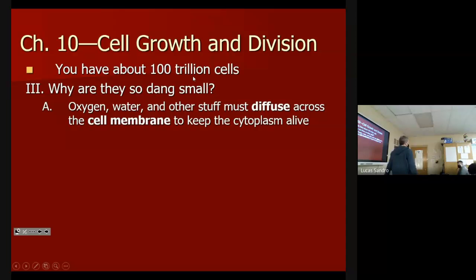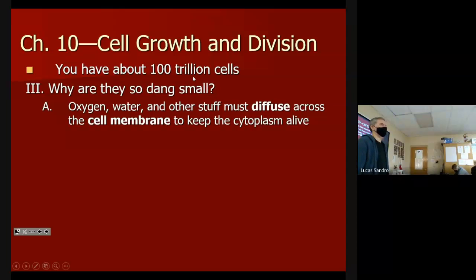And that's important because it turns out the surface area of a cell, you told me my surface area as a person is skin. Well, the surface area of a cell is its cell membrane, right? And that cell membrane is critical to get stuff in and out of a cell that it needs to survive. Oxygen, water, carbon dioxide, all that stuff. Got to get in and out.